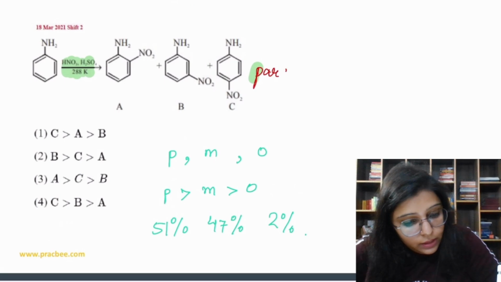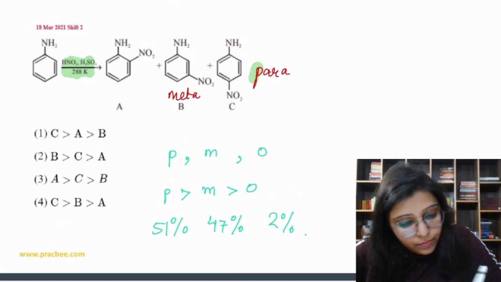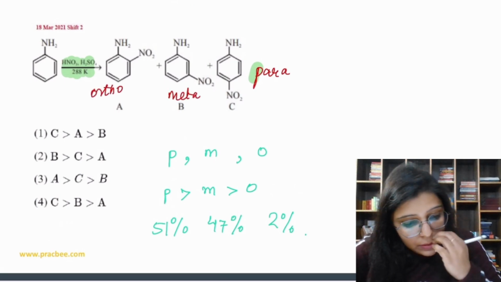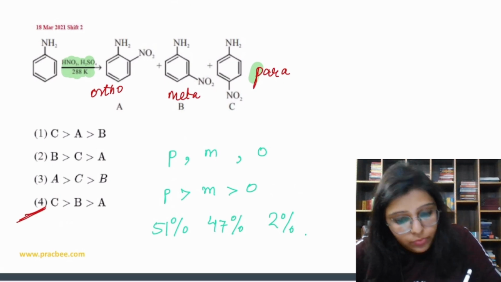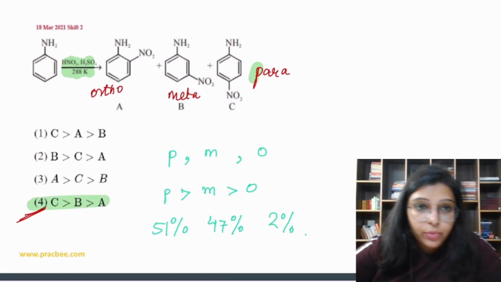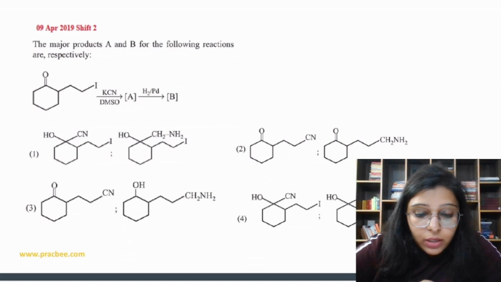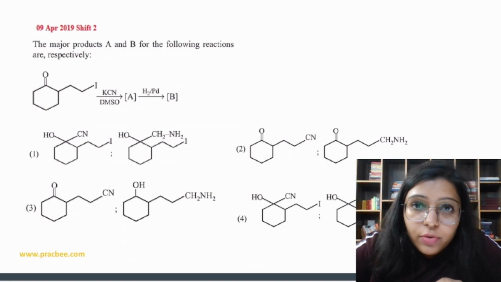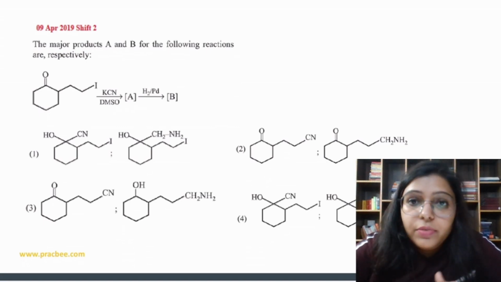This is para, this is meta, and this is ortho. So this is CBA. Answer is 4. Option 4 is the correct answer. Okay. Now next question. The major products A and B for the following reactions are respectively.